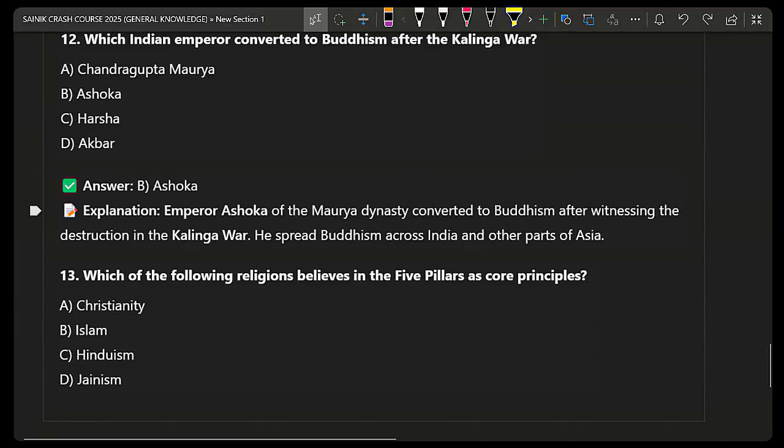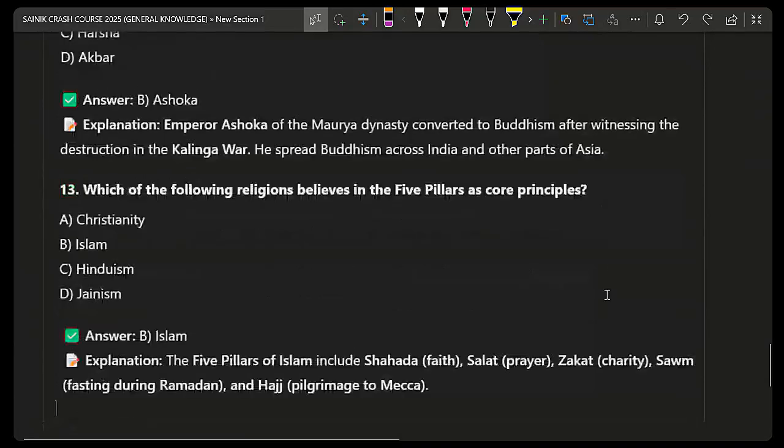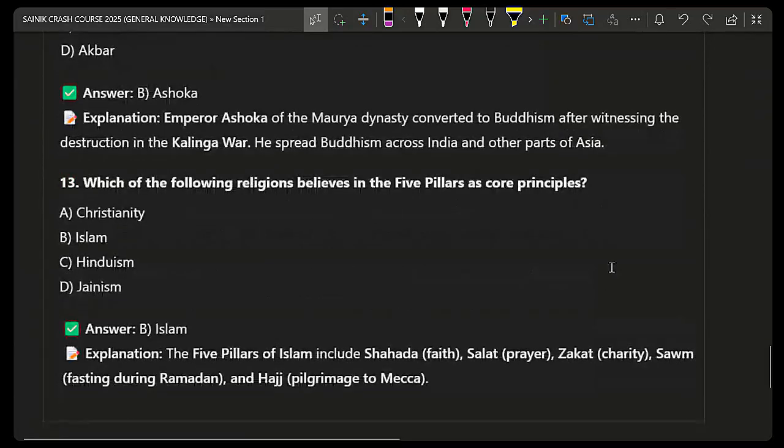The 5 pillars of Islam include Shahada, faith; Salat, prayer; Zakat, charity; Saum, that is fasting during Ramadan; and Hajj, pilgrimage to Mecca. These 5 elements are included in Islam. And next question.